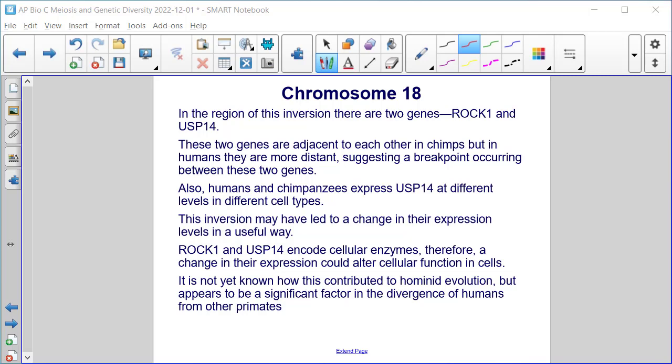ROC1 and USP14 encode cellular enzymes. Therefore, a change in their expression could alter cellular function in cells. It is not yet known how this contributed to hominid evolution, but it appears to be a significant factor in the divergence of humans from other primates.